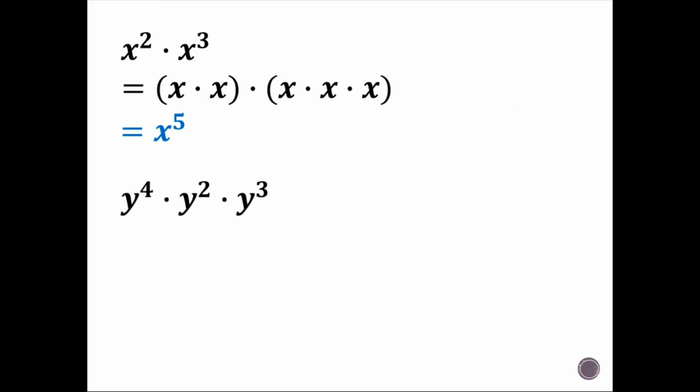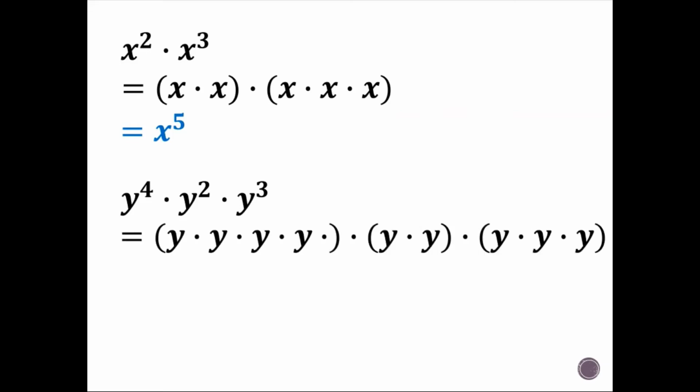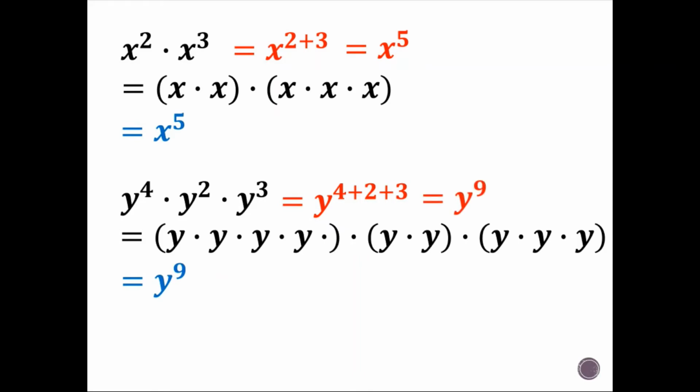If I have y to the 4th power times y squared times y cubed, expanding them depending on their exponents, we will see a total of 9 y's, so the simplest form is y to the 9th power. But there is another way of simplifying these expressions without expanding their exponential numbers. We simply add the exponents. If I have x squared times x cubed, you add 2 and 3 and the result is 5, so the simplest form is x to the 5th power. For the second example, add the exponents 4, 2, and 3, that is equal to 9, so the resulting expression is y raised to 9.